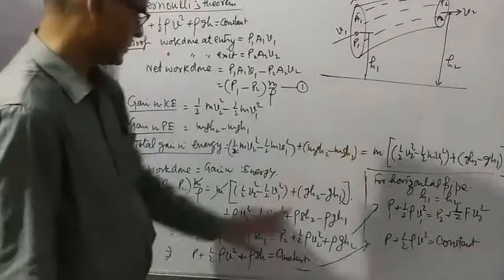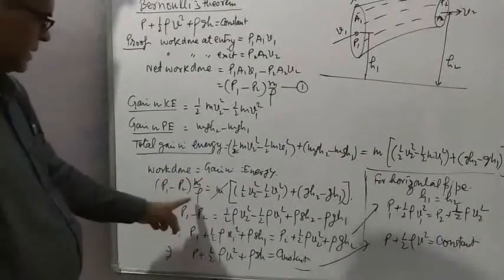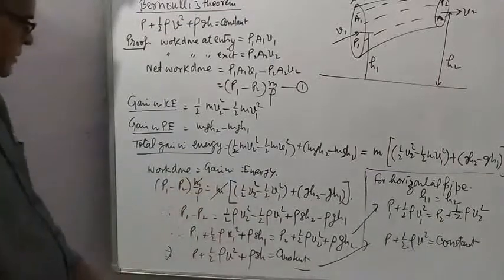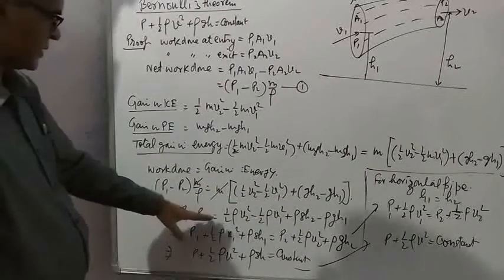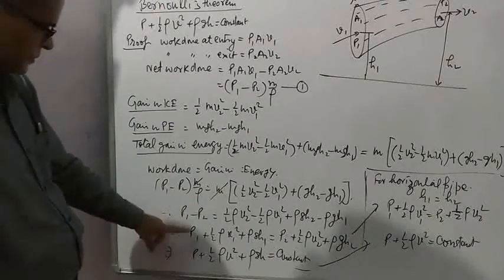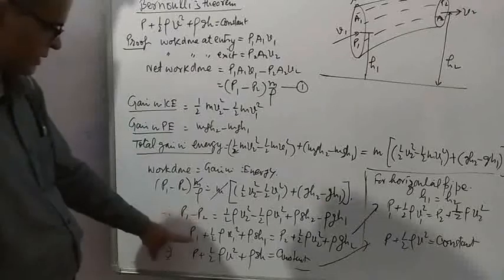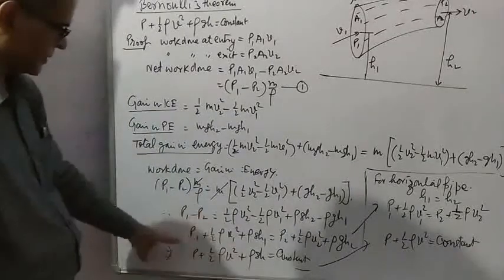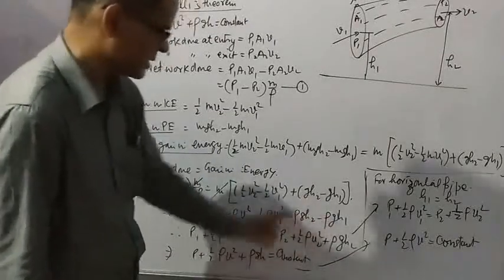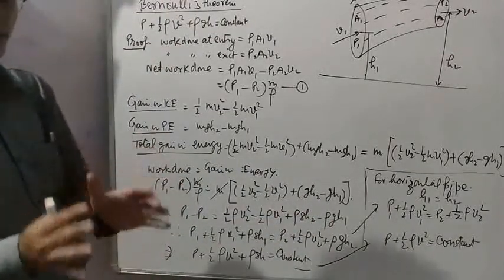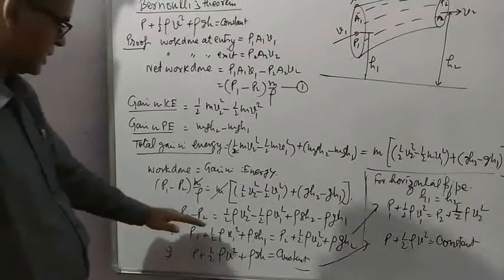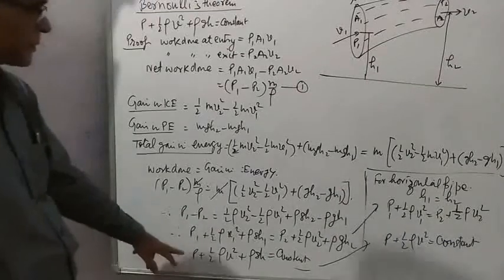M is taken common, m is cancelled. Now rho is multiplied to the right hand side. So finally we are getting this equation. Now this equation can be arranged in this way. So total energy at entry is equal to total energy at exit. Means at every cross section total energy remains constant. From this equation we can write like this.